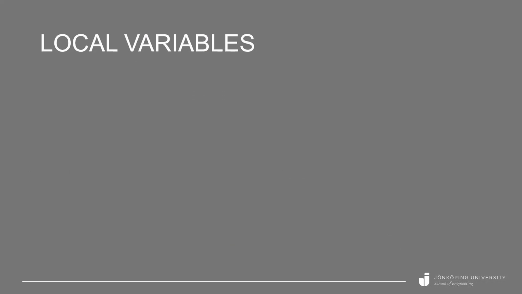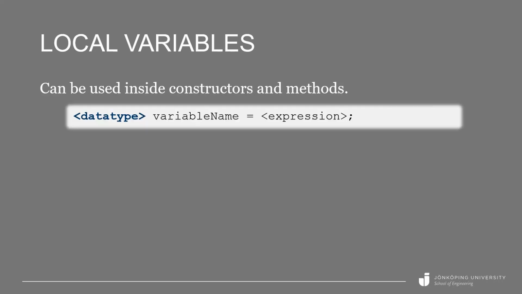So now that you know how you can write Java code and run it, let's take a closer look at the Java programming language itself and all the features it provides to us. One of the things we can use in Java are local variables, and these are simply variables that we can use inside constructors and inside methods. To create a new one, you write a statement like this one. Here you specify which data type the variable should be of, then the name, and then an expression that will be the initial value of this variable.